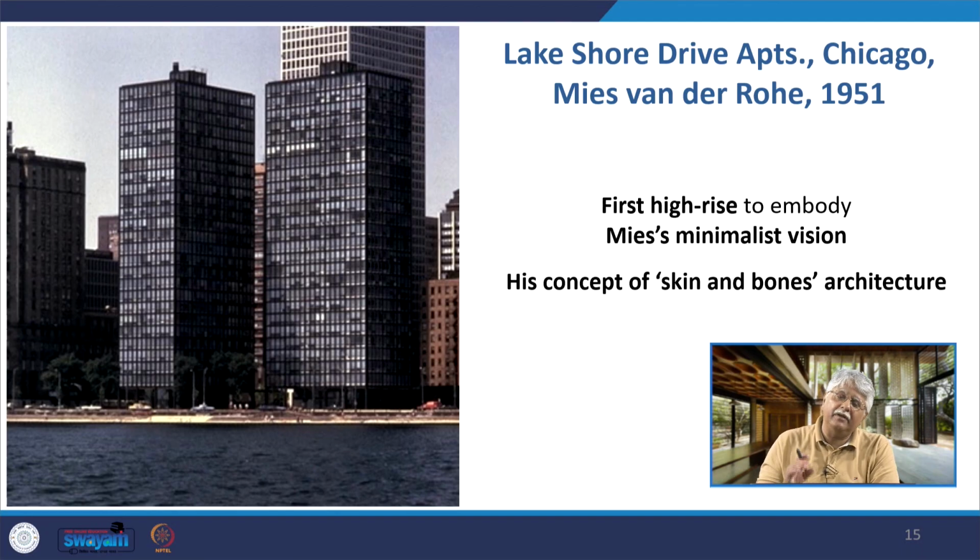First high-rise building to embody Mies's minimalist vision and his concept of a skin and bones architecture. And we will see the reason why this glass and steel skyscraper by Mies was different from the others. The way he articulated it, the way he defined the elevation, the kind of elements he used, it very clearly showed that this was going to be the one building that would be the epitome of modern glass and steel skyscrapers. And not only this one, we will see one more later, that is finally the summation of what we would call the 20th century skyscraper, and that is the Seagram building.